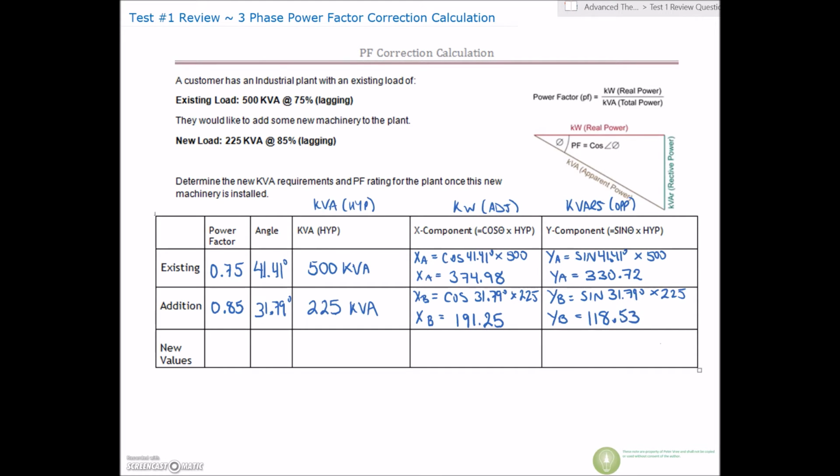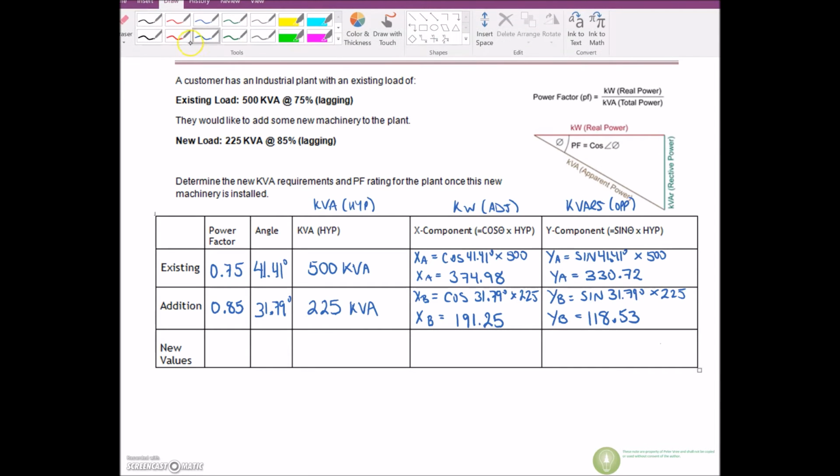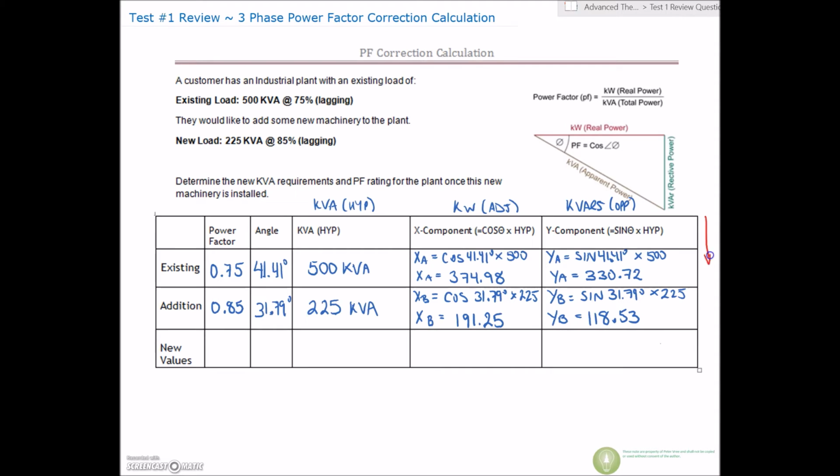Excellent. At this point we're going to add these values up. Going down here, we're just going to add them up, because now they're on the same plane. So now we can add those values. Our x component for our resultant is going to be equal to 374.98 plus 191.25. Our y component for the resultant is going to be equal to 330.72 plus the 118.53.